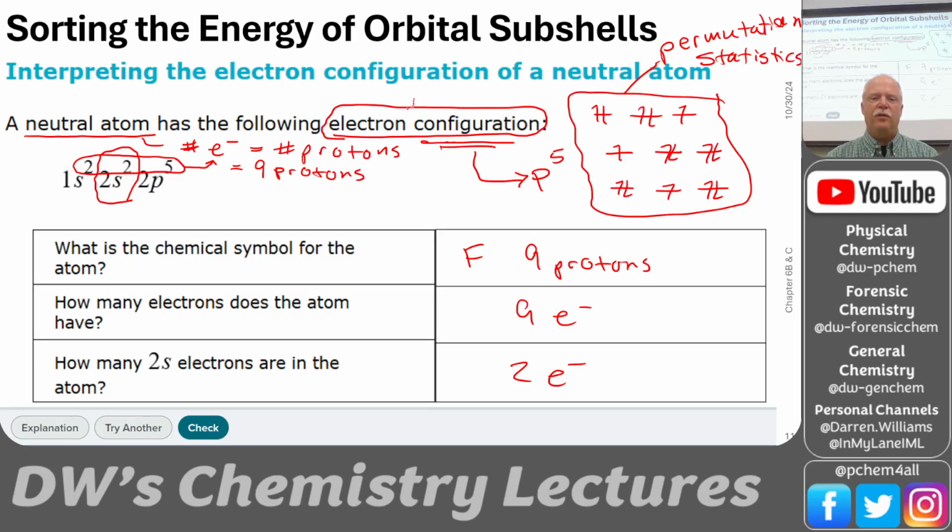So this word configuration is an important word. It's a statistical word. When we're building configurations, we don't care what the individual picture is of where that single electron is by itself. That would be the individual permutation, or what we call a microstate. We're just talking about the configuration that has 5 electrons in the P subshell.